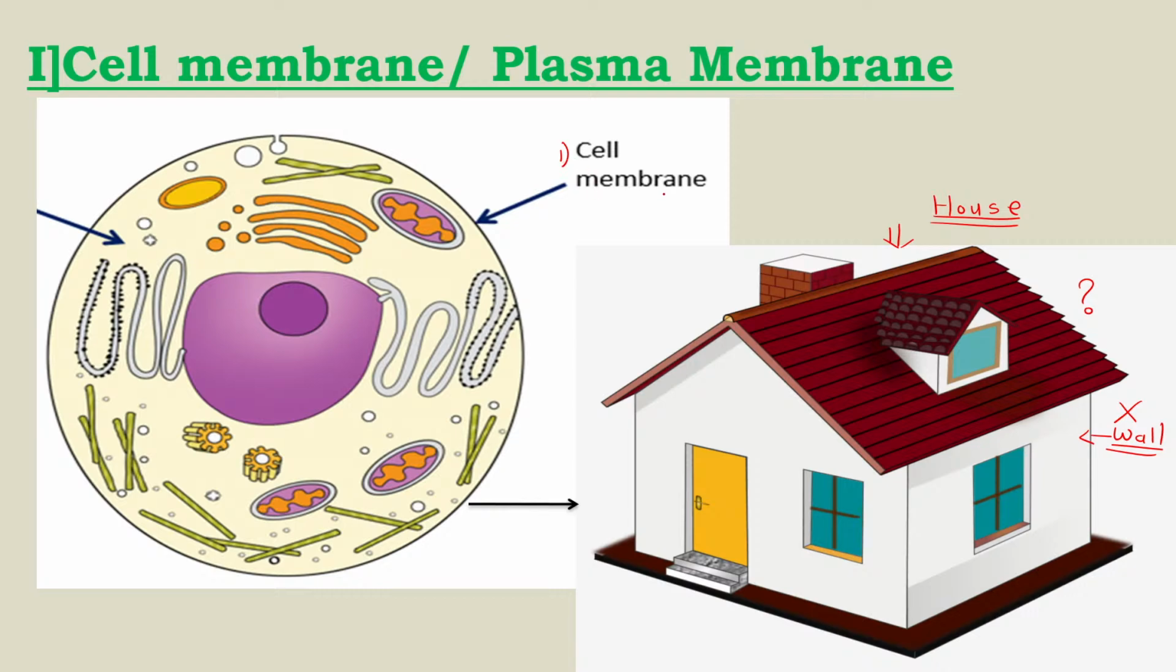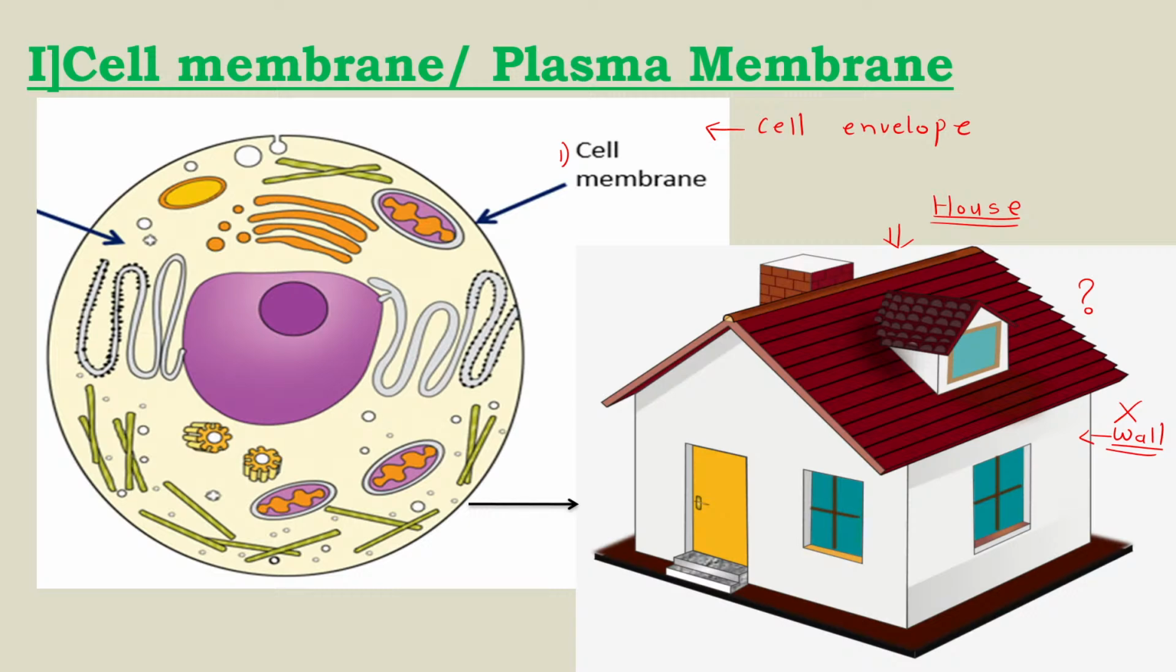A cell membrane. It is also called cell envelope. What is another name for it? Cell envelope is nothing but cell membrane. It is also called a plasma membrane.